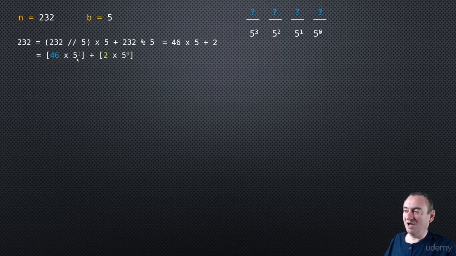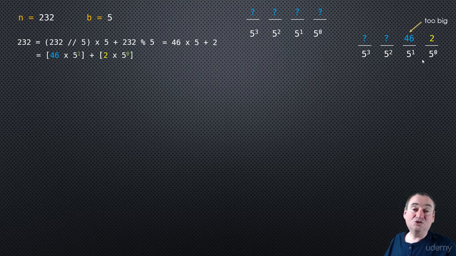46 times 5, well, 5 is the same thing as 5 to the 1, and I'll put square brackets around it, plus 2. Well, 2 is the same thing as 2 times 1, and 1 is 5 to the 0. Right? Anything to the power of 0 is 1. So in fact, we've obtained the first digit, the rightmost digit of our number 232, but in base 5. And the second digit would be 46, right? We have 46 5s and 2 1s.